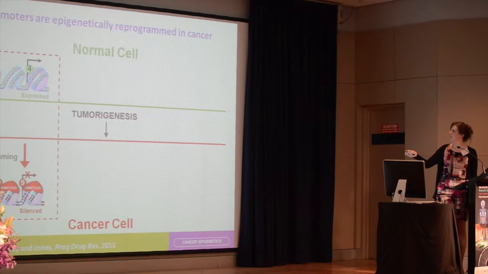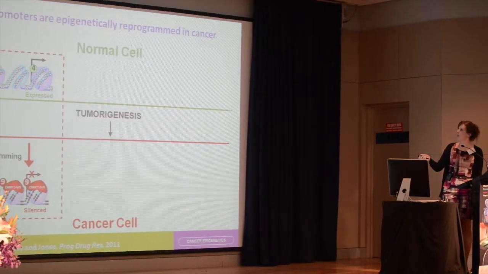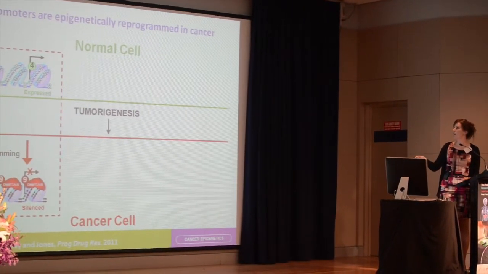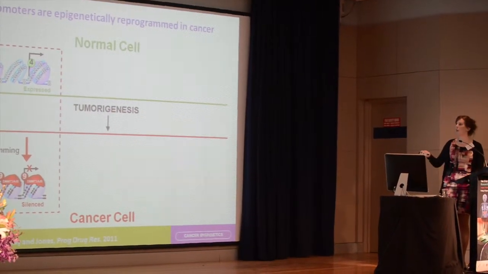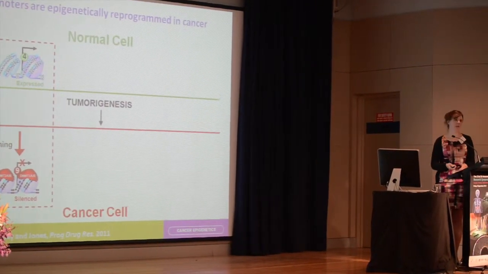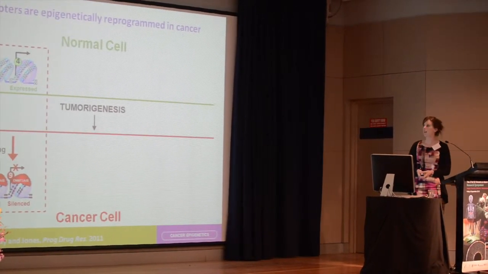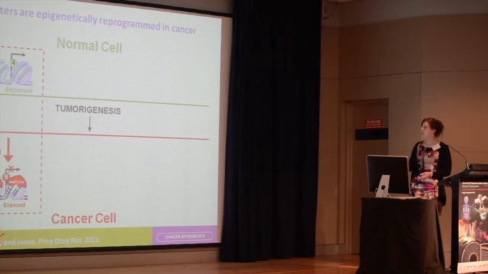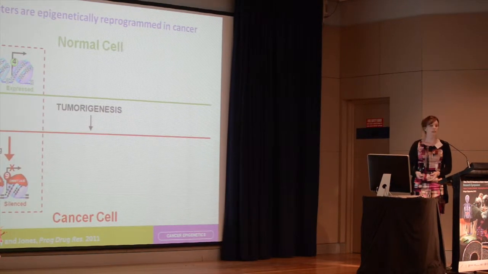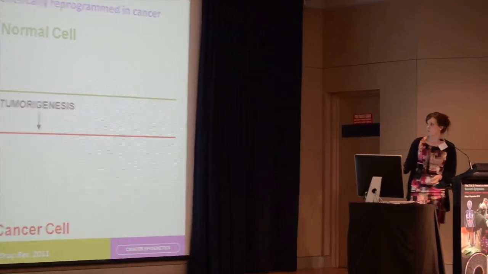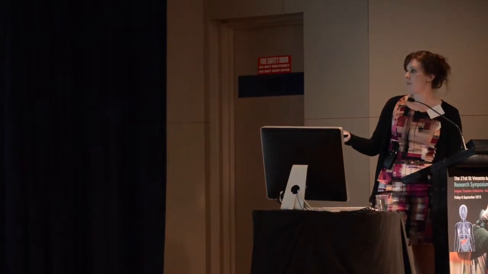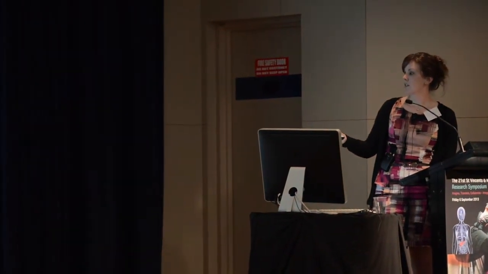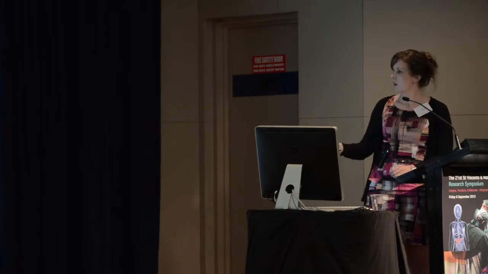So if we take a normal cell and we look at this schematic diagram, we have genes that are normally expressed. They have nucleosome depleted regions to allow the transcriptional machinery to bind, and we have the active epigenetic marks associated with these regions, allowing these genes to be expressed. In the cancer cells, we see some dramatic changes in the epigenome. We see the output is gene silencing in many cases, and this is the result of abnormal DNA methylation.